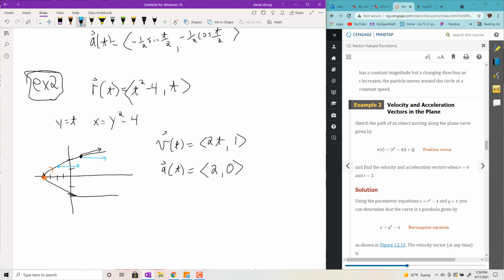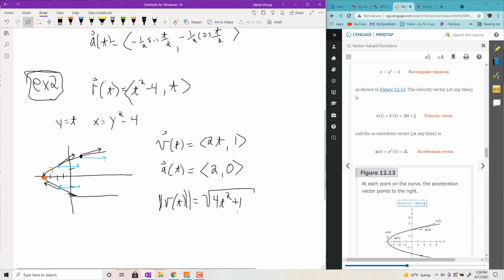So it's going to be like that here. Going to be like that here. And so hopefully it's clear that the acceleration and the velocity vector are not always perpendicular or orthogonal, right? So I think that was the point of this. And you can take a look at the speed, and you're going to see it's variable, right? So the speed then is the square root of 4t squared plus 1. Interesting stuff.